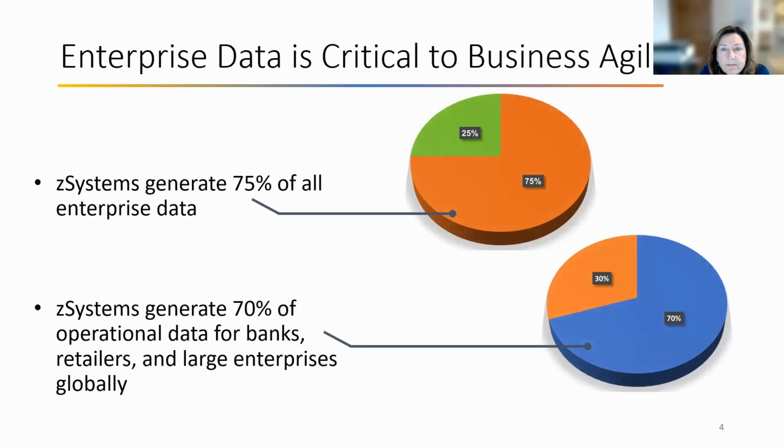Let's take a look at the landscape of the data right now. So from an enterprise perspective, these systems generate 75% of all enterprise data. And if you look specifically at operational data for banks, retailers, large enterprises, from a global perspective, it's in that same range. It's 70%. So that's a lot of reliance on mainframe data.